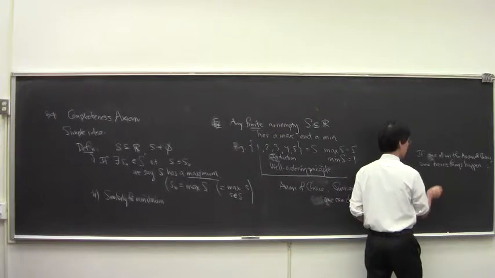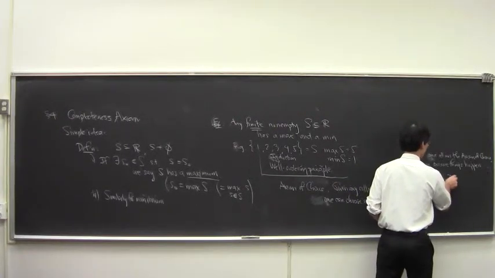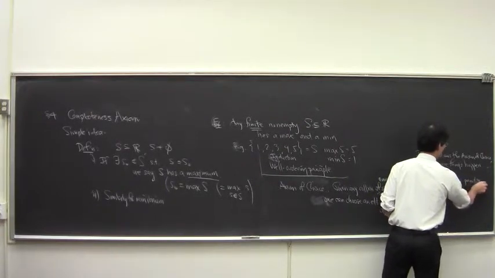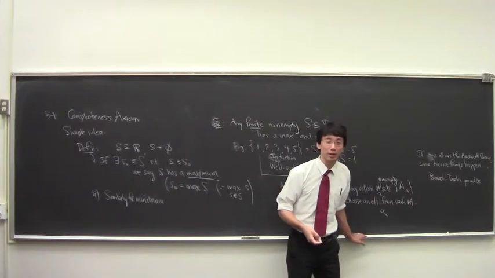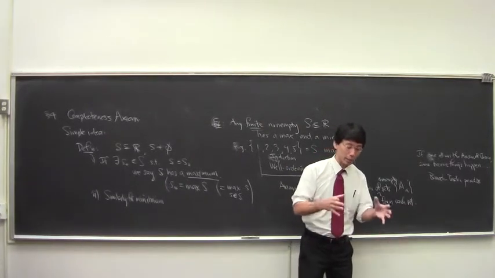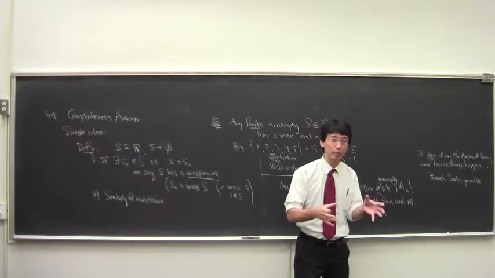Some bizarre things happen. In particular, there's one which is really famous called the Banach-Tarski paradox. What it basically says is that you can take an orange and cut it up into a finite number of pieces.